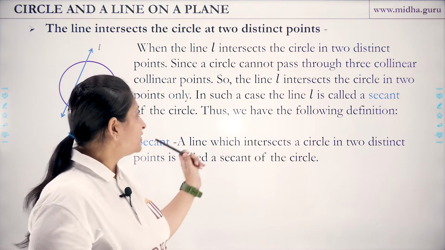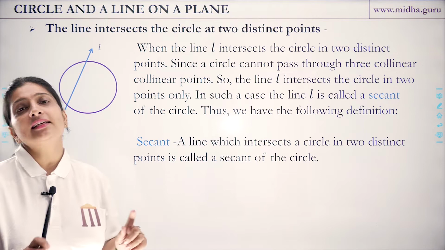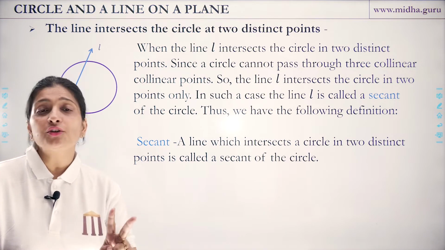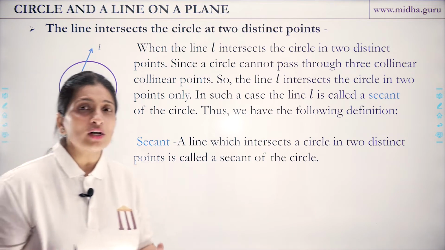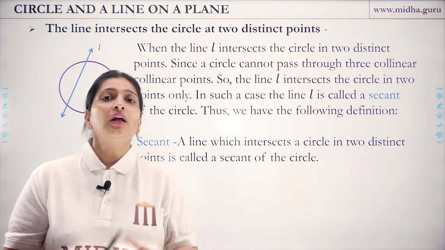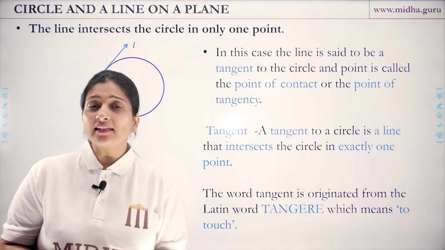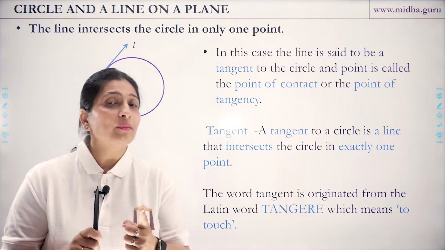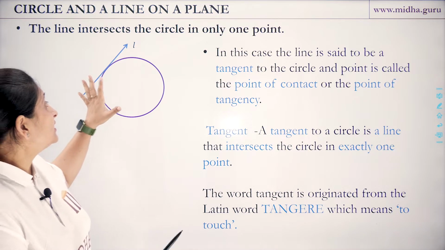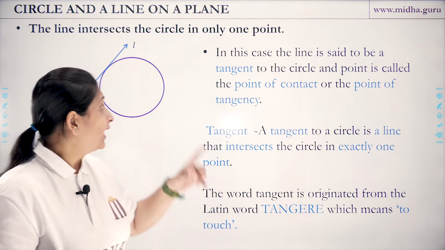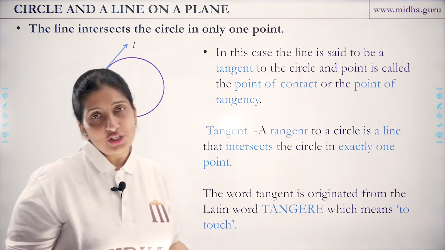So how can we define the secant? A secant can be defined as a line which intersects the circle at two distinct points. It is intersecting the circle at two different points. This was the second possibility. Now, the third possibility is that the line will intersect the circle at exactly 1 point. Here the line is touching the circle at 1 point, and we have a special name for this line. This line is called tangent to the circle.